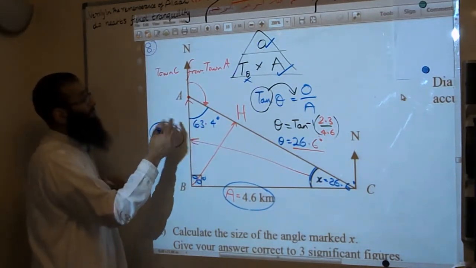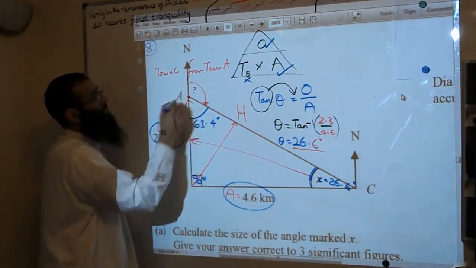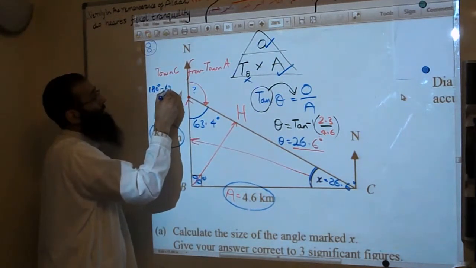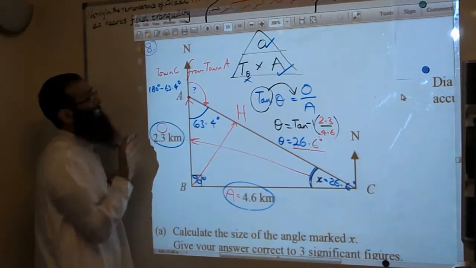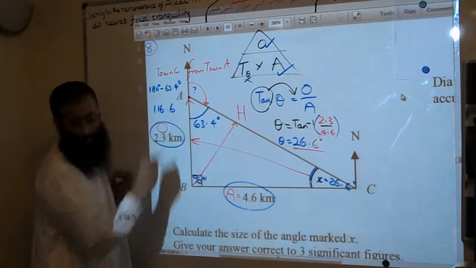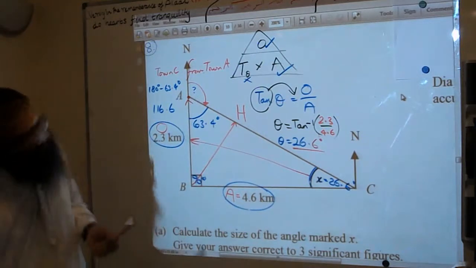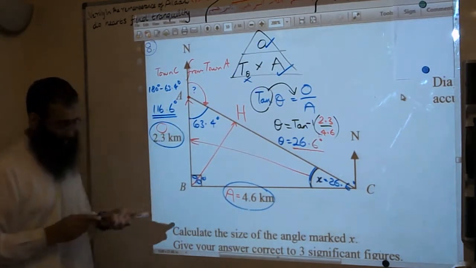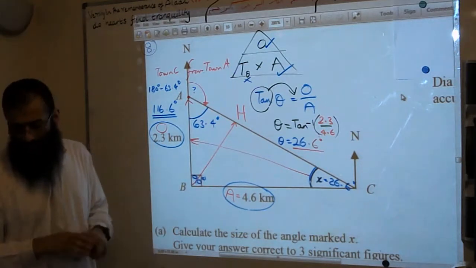Take it away. So to work out this angle here, we do 180 degrees minus 63.4 degrees. That'll give us an answer of 116.6 degrees. Yeah, excellent. Bang on.